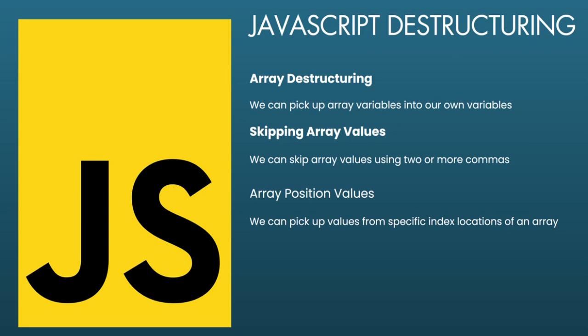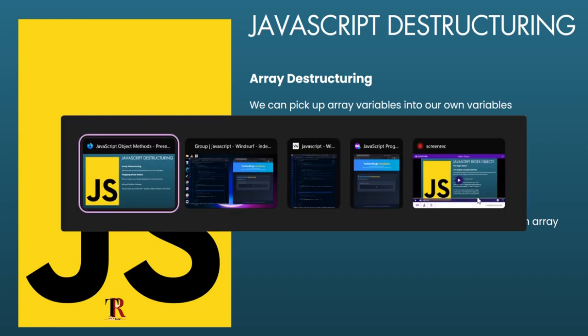Array elements can also be destructured in JavaScript, and let's look at how that can be done. When we're talking about array destructuring, it means we can pick up array values into our own variables. To understand this better, let's look at an example.